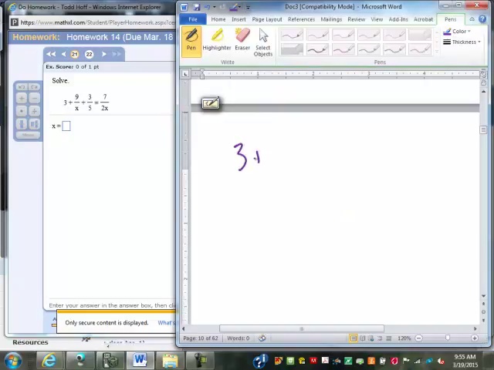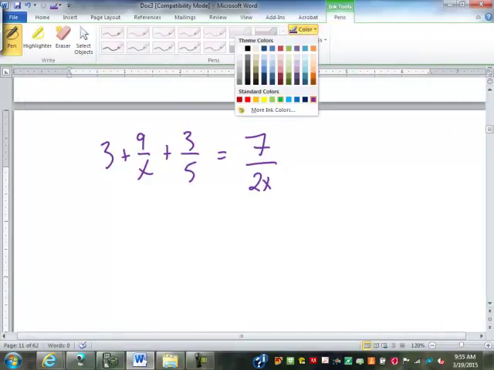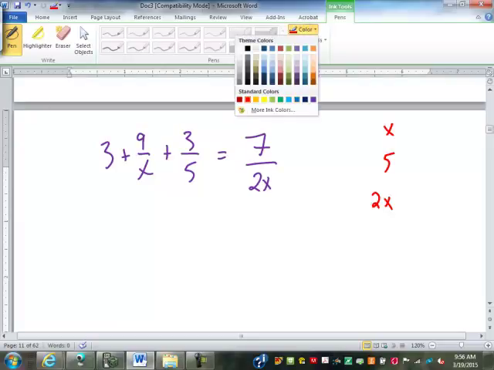So we've got 3 plus 9 over x plus 3 over 5 equals 7 over 2x. So we've got x, 5, and 2x. And yes, I know we did this example yesterday, but I want to do it again. What's our common denominator going to be? First of all, the 5 and the 2 are the numbers. What's that common denominator for the numbers going to be?